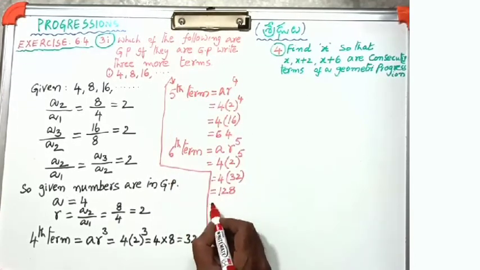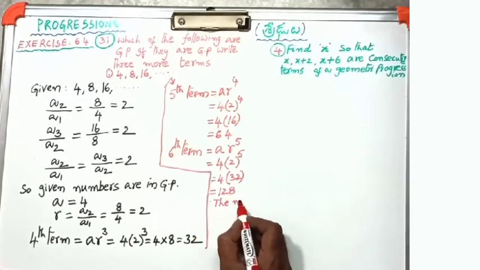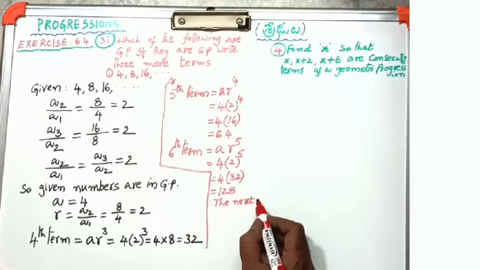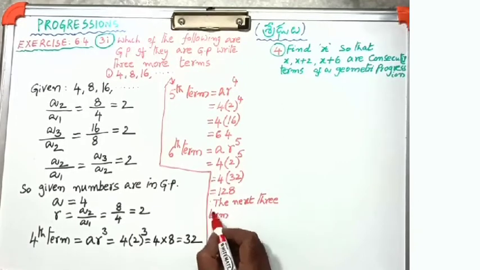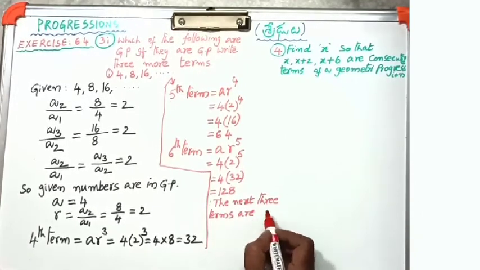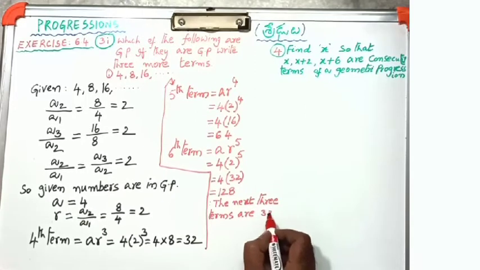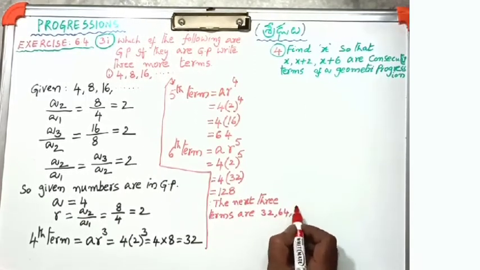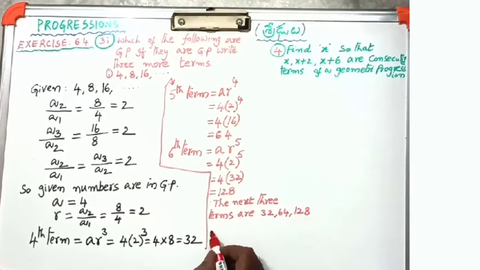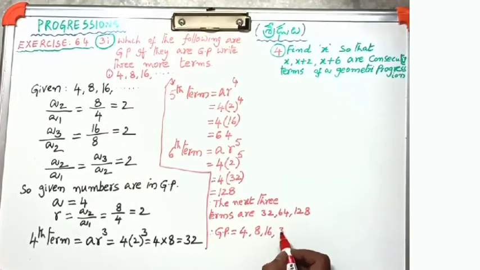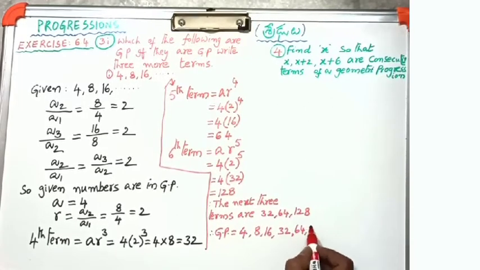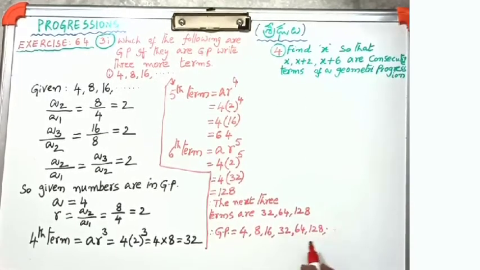So therefore the next three terms are 32, 64, 128. So therefore GP is equal to 4, 8, 16, and we find the terms 32, 64, 128 like this. In this way we solved the third problem.